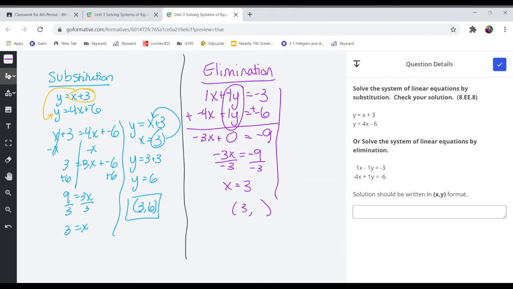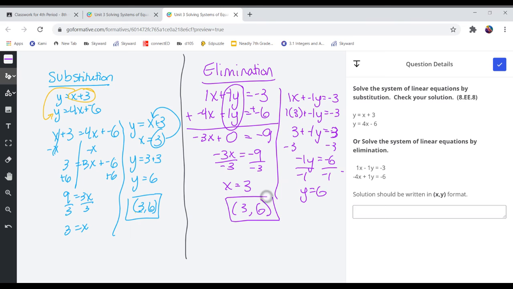So now I'm going to plug that into one of my two equations. I'll plug it into the first. 1x plus -1y equals -3. So 1 times 3 plus -1 times y equals -3. 3 plus -1y equals -3. Subtract 3 from both sides. -1y equals -6. Divide both sides by -1. Y equals 6. So my ordered pair is (3, 6).